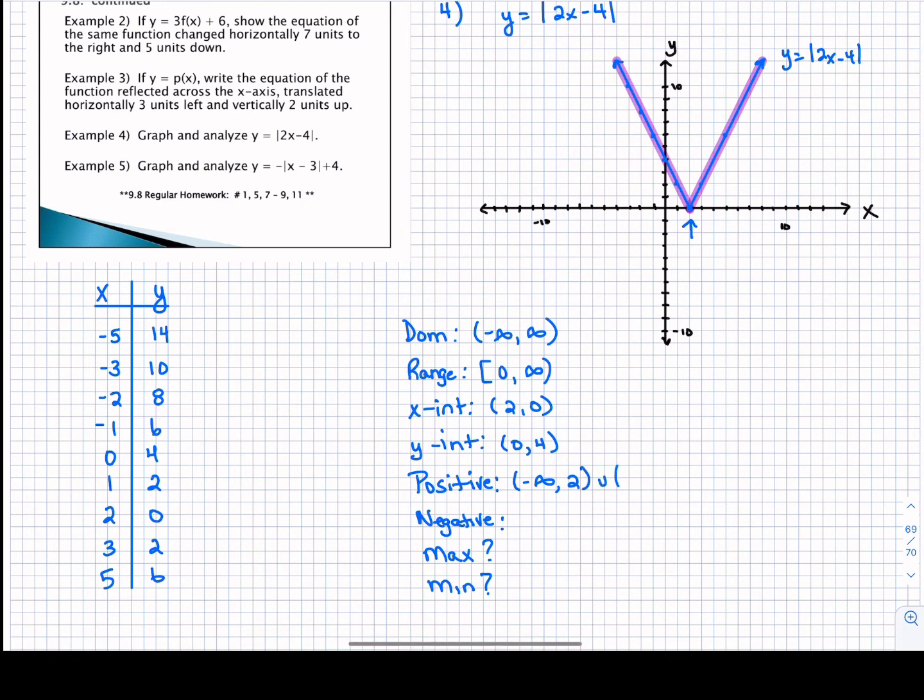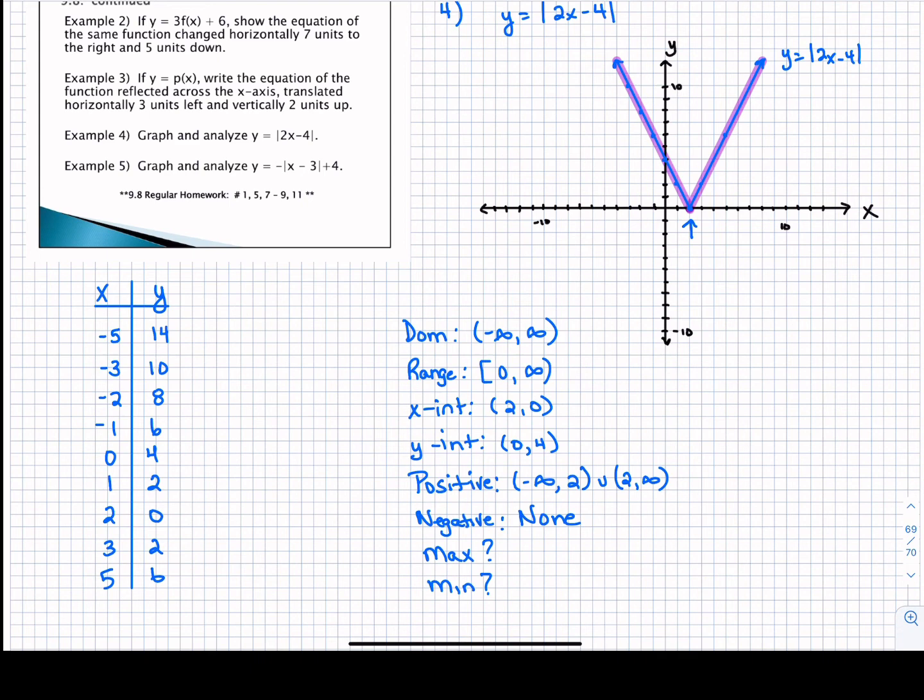And then we continue being positive on the other side of 2. So we say from 2 to infinity. So those two branches of the graph are sitting above the x-axis, but we're not allowed to include x equals 2 because at that point we're in transition. We're actually sitting on the x-axis. So the next piece of analysis here is asking where this graph is negative. So we're saying which branches of the graph are sitting below the x-axis. Well, there aren't any branches that are sitting below, so we say there are none.